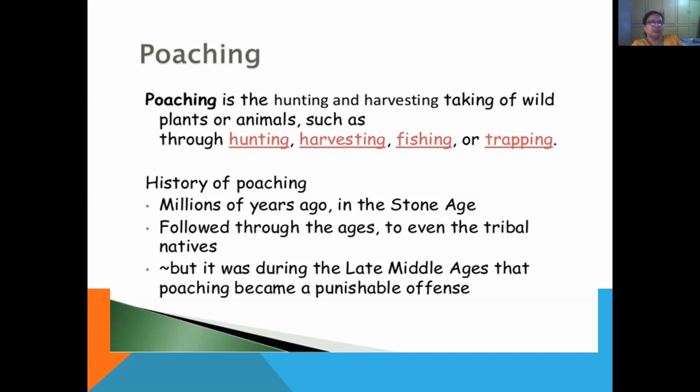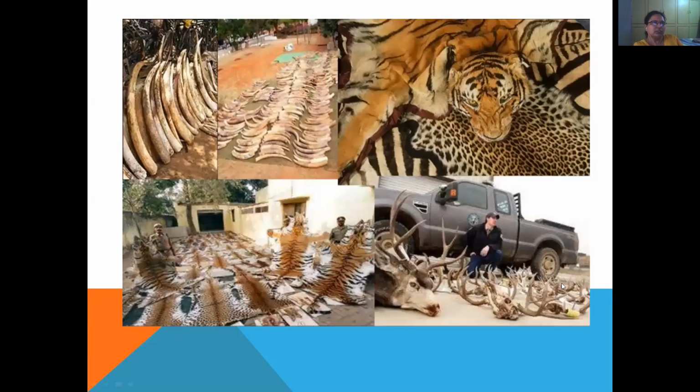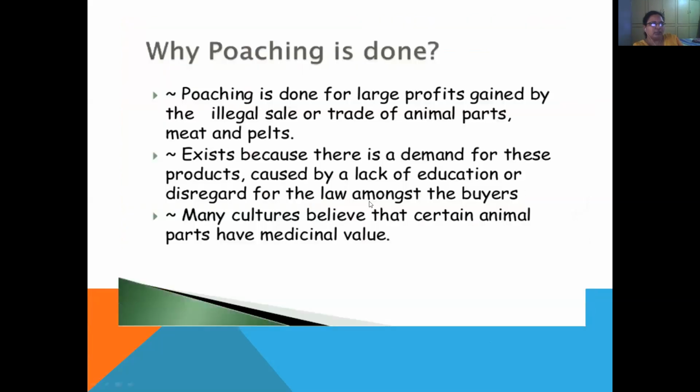It was followed through the ages, even by tribal natives. But it was during the late Middle Ages that poaching became a punishable offense. So now we can see that if we hunt animals, then we'll be locked up in jail. Right? So see here, this is the ivory which is collected from elephant tusks. Right? Then the skin of tigers and lions. So why is poaching done?